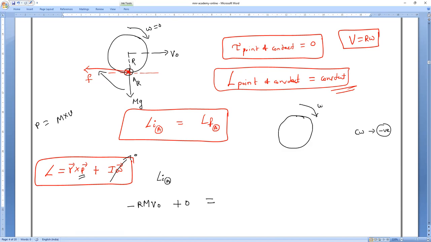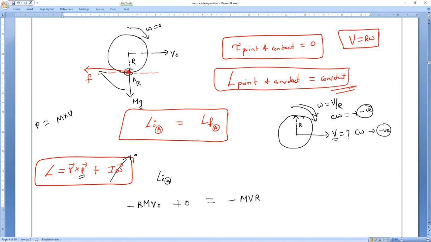What is the angular velocity? Omega equals V by R, and the velocity attained by the body is V. Now it is already moving, and here is the R now. So tell me, clockwise or anti-clockwise? It is also clockwise, so it is also negative: capital M into V into R.